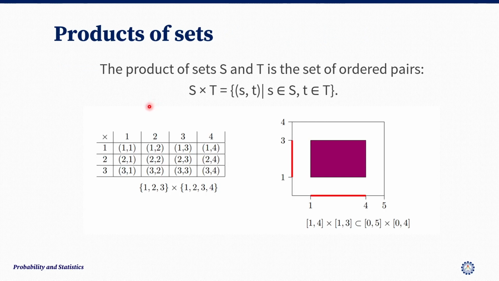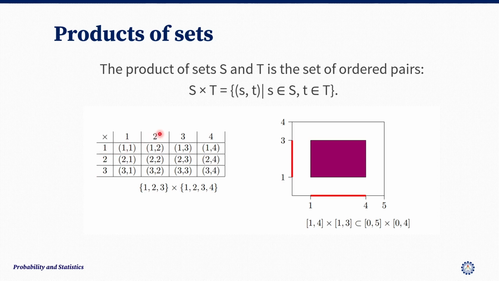So we come now to products of sets. The product of sets S and T is a set of ordered pairs. In words, the right hand side reads the set of ordered pairs (s, t) such that s is in set S and t is in set T. So if we get the product of the sets, let's say for instance {1, 2, 3, 4} and {1, 2, 3}.